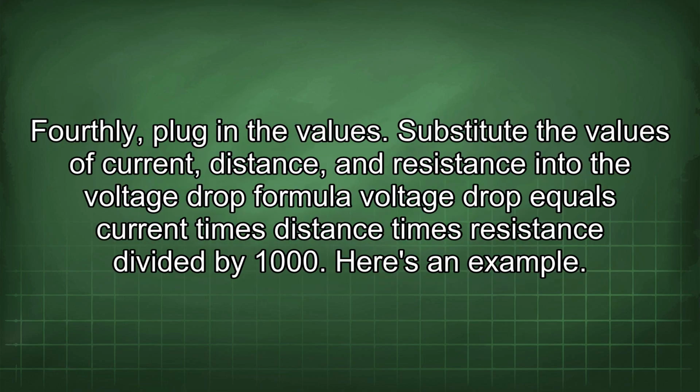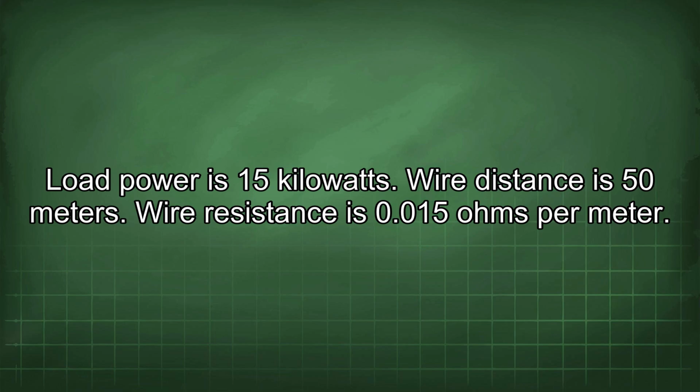Fourthly, plug in the values. Substitute the values of current, distance, and resistance into the voltage drop formula. Voltage drop equals current times distance times resistance divided by 1000. Here's an example. Load power is 15 kilowatts. Wire distance is 50 meters. Wire resistance is 0.15 ohms per meter.